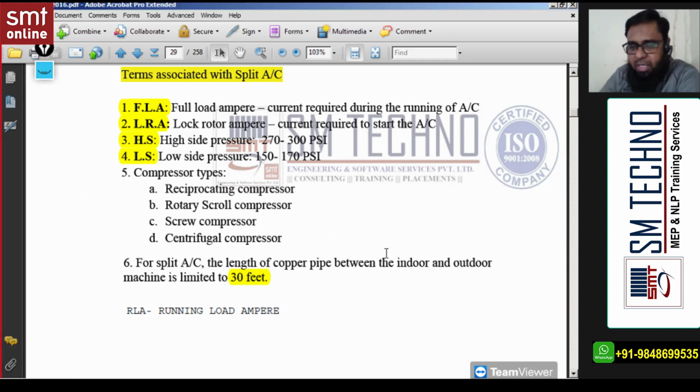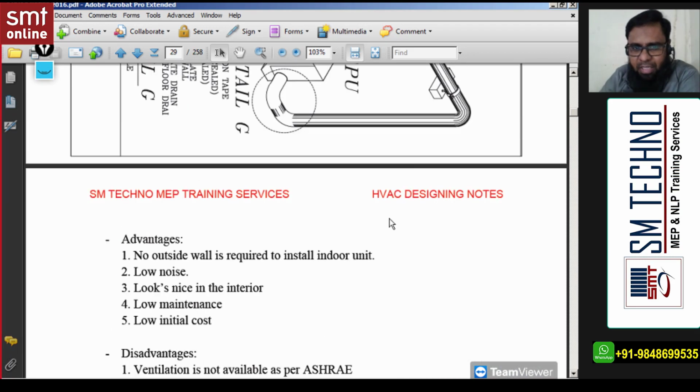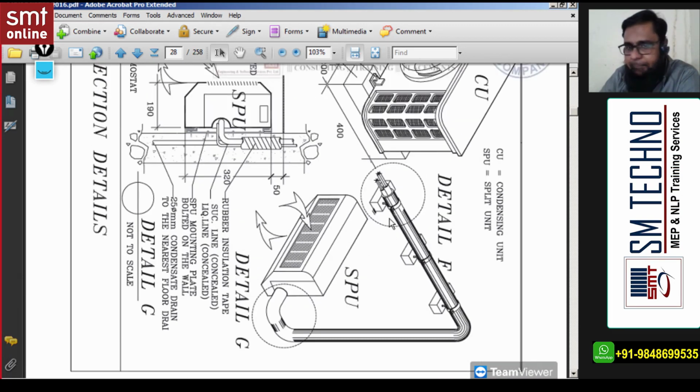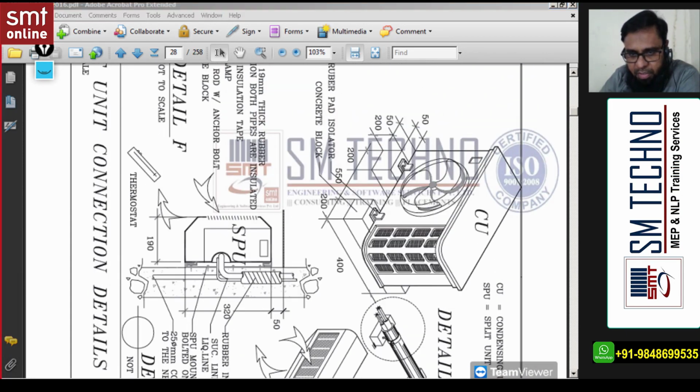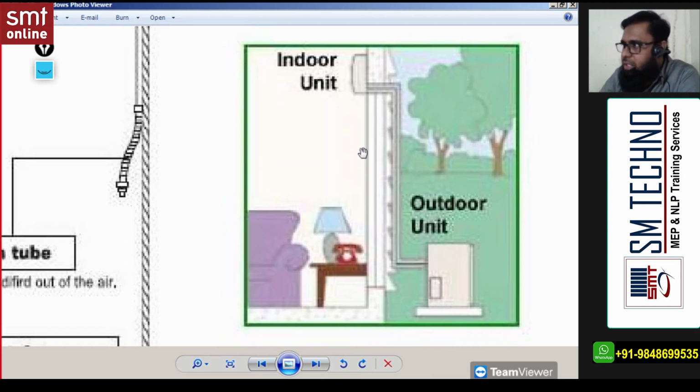So these are some additional information related to the split. But I think you got the idea how this will work. What we learned is the first type of split, that is the high wall type. We have 2 more types in a split. In the other 2 types, the indoor unit will change, but the mechanism is the same.